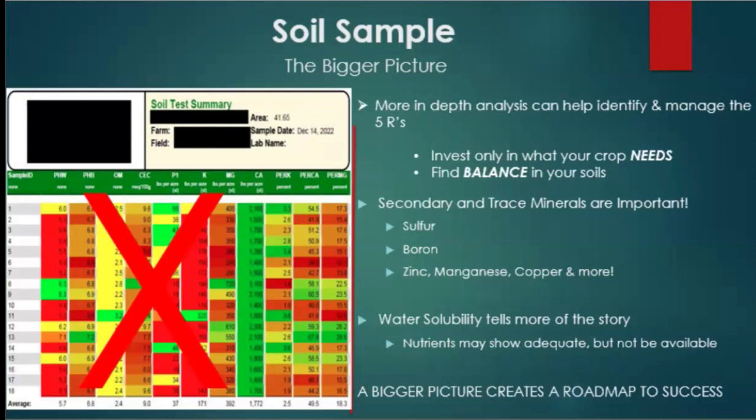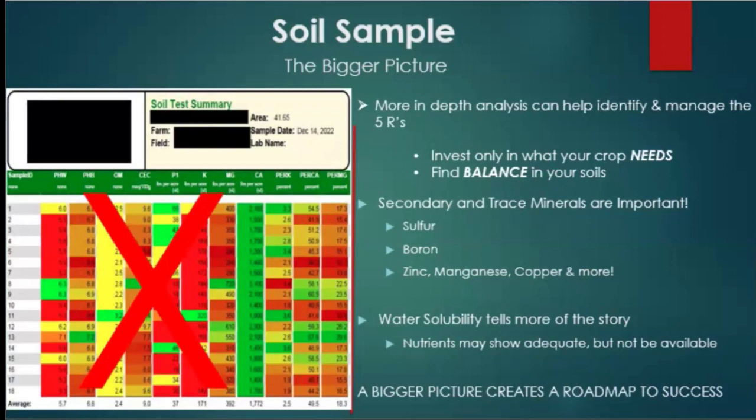So one thing I wanted to point out is that to accurately address the 5 R's of nutrient stewardship, you've got to have a clear picture. And to have a clear picture, you've got to be able to identify. And to be able to identify, you have to have the picture.